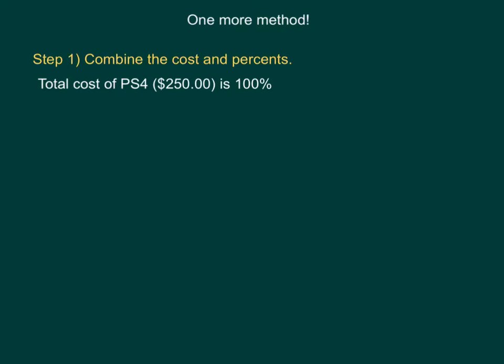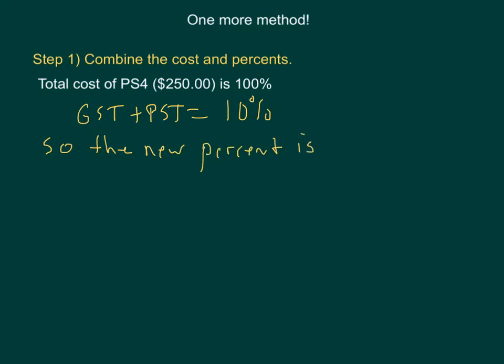So what this method means is you're going to take your GST. Here's some time for some more sloppy writing. Our GST and our PST combined together also give us 10%. So now when you look at it, our new percent is going to be 110%. Because our initial item was 100%, and we're adding on 10% tax, so we're actually looking for what is 110% of 250.